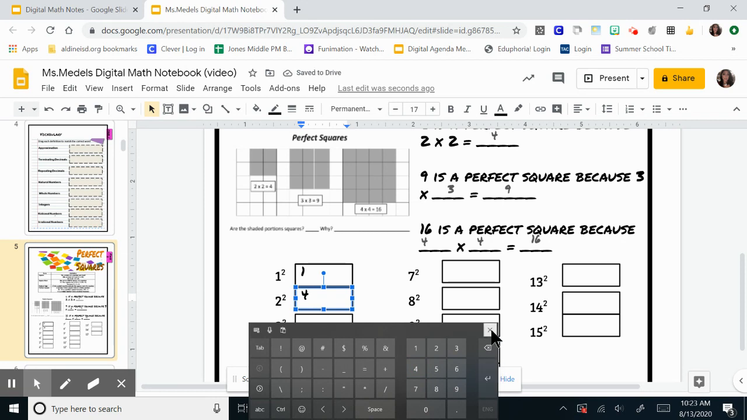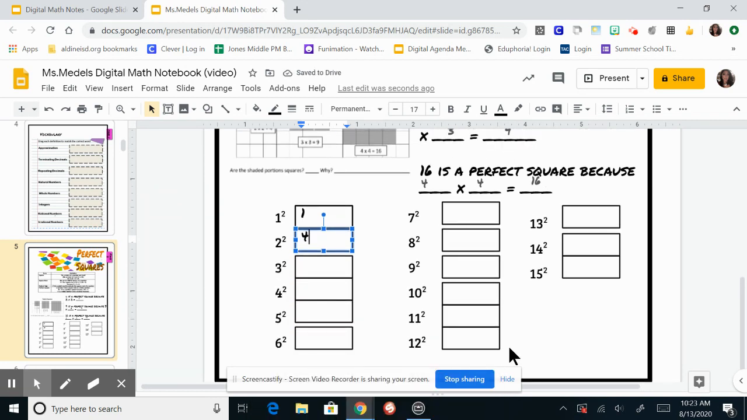Now I am going to leave the rest of the practice up to you to complete, okay? It's also good to start thinking, part of your learning is that you're going to have to memorize the perfect squares of 1 through 15, okay? So go ahead and pause the video at this time and complete that.